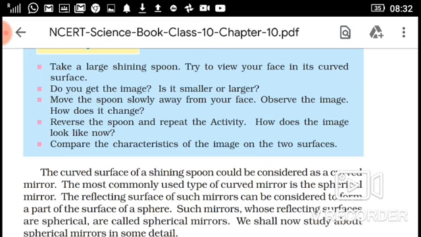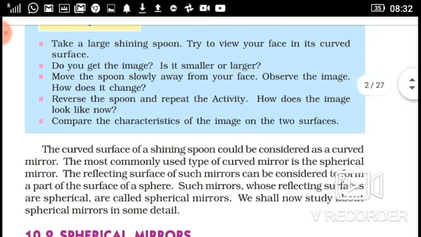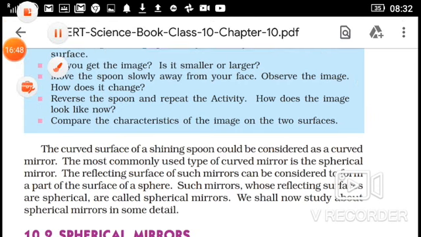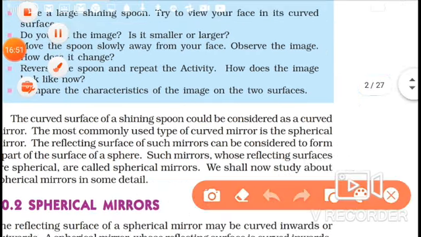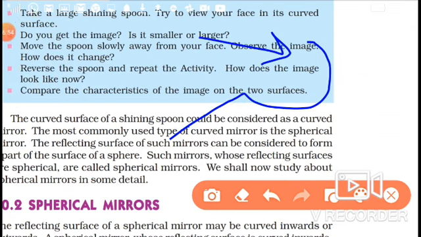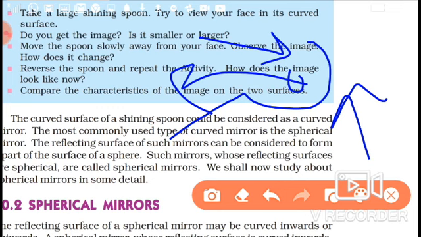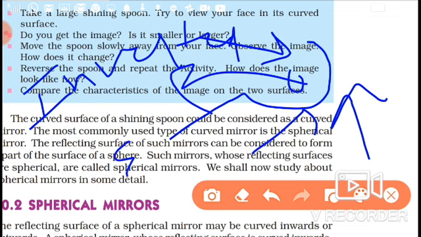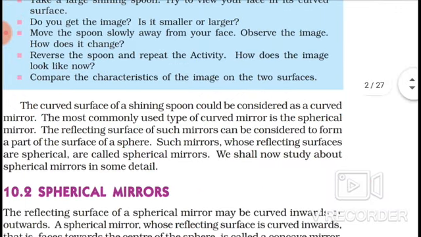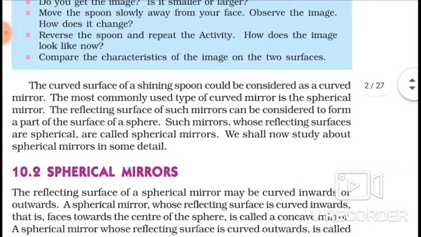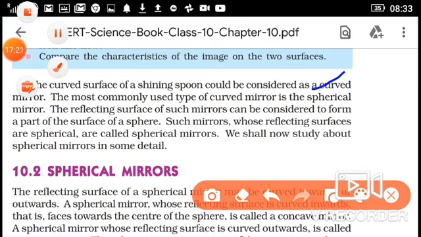Now compare the characteristics of the images on the two surfaces. Means first you observe the image from here and then this side also. Two surfaces, this surface and this surface. On this surface you will get your inverted image, means ulta image, and on this side you will get an erect image, seedhi image. The curved surface of a shiny spoon could be considered as a curved mirror. You can take it as a curved mirror.